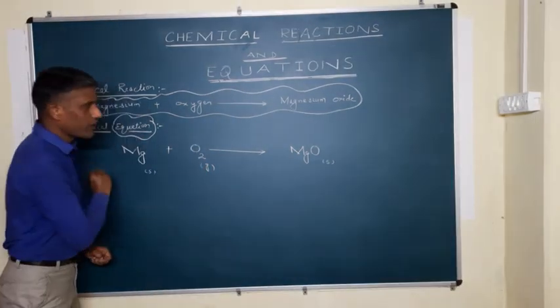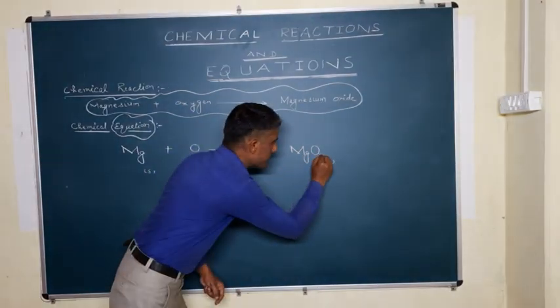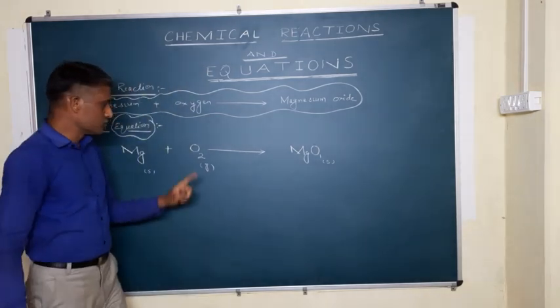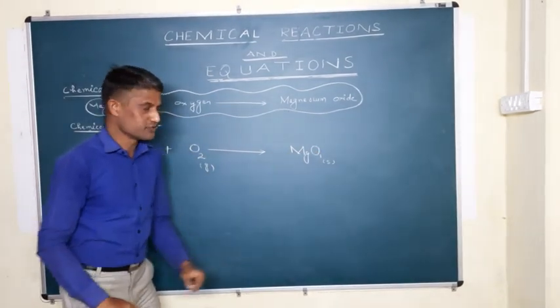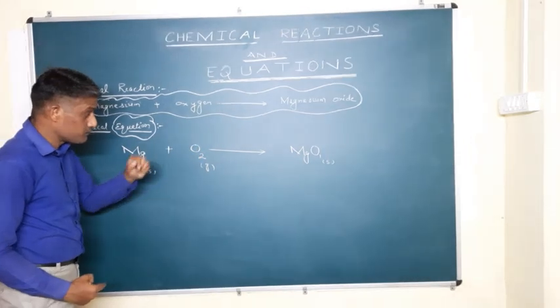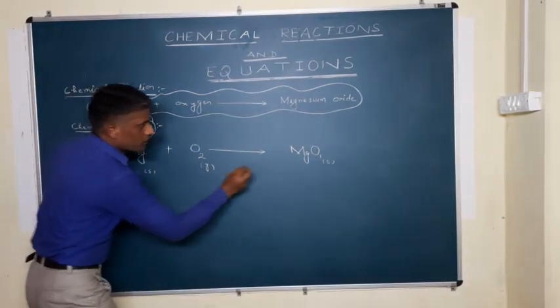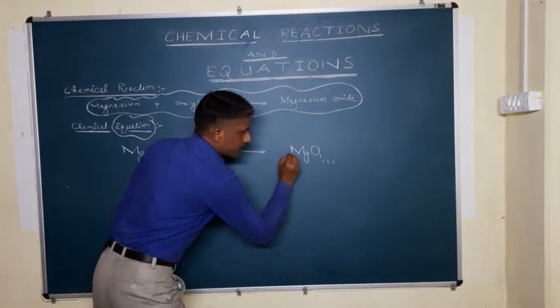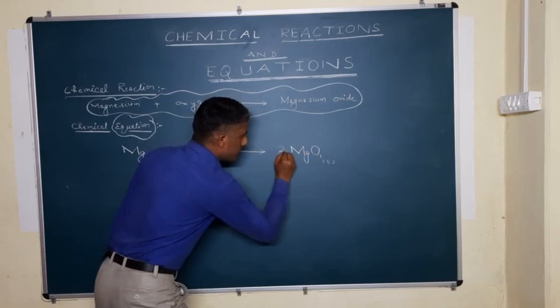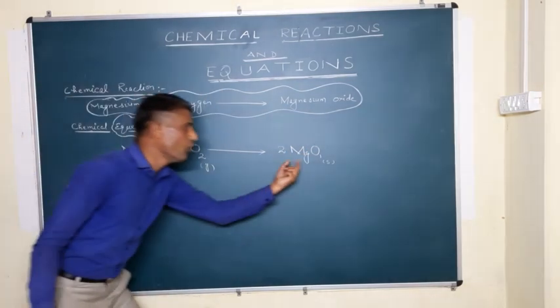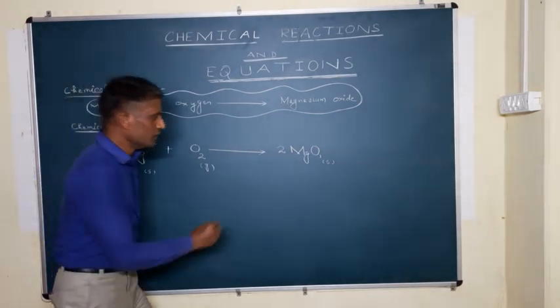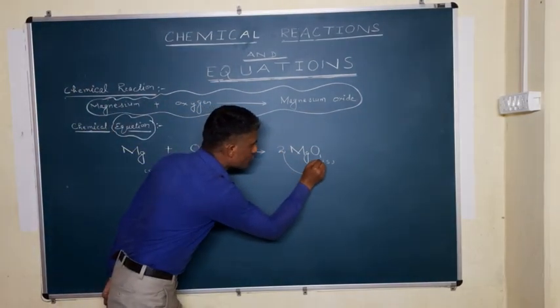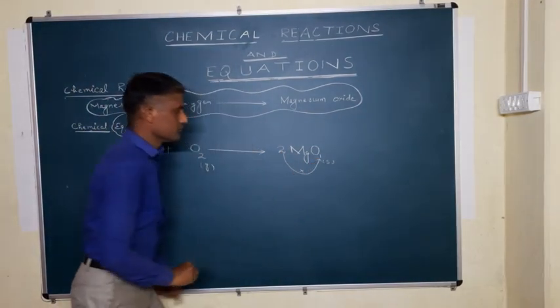Oxygen, here are two atoms. Here oxygen is having only one atom. So this is not balanced. So we need to balance it. So what are we gonna do? Oxygen 2, we are gonna make it as a 2. So we will multiply this whole magnesium oxide by 2. Now this 2 is gonna be a multiplier to this very one.